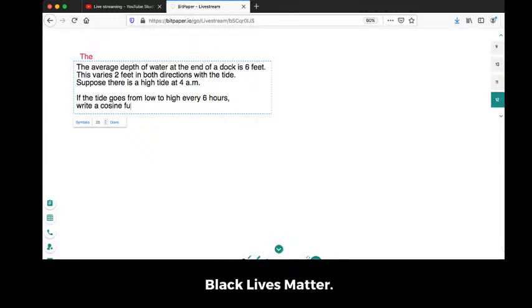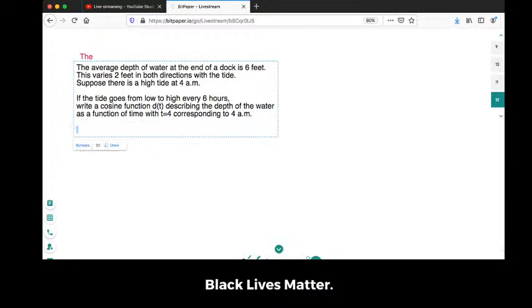write a cosine function, which this is cool. It's telling us specifically which one to write. Take some of the guesswork out for us. Describing the depth of the water as a function of time with t equals 4 corresponding to 4 a.m. At what 2 times within 1 cycle is the tide at a depth of 5 feet?